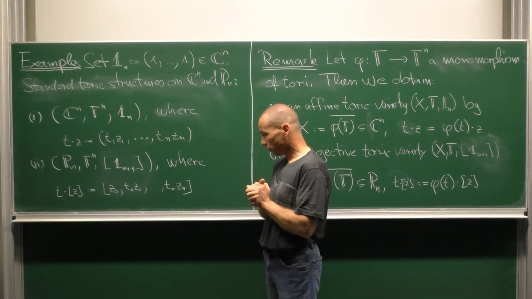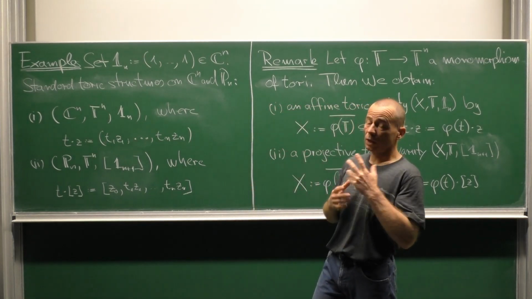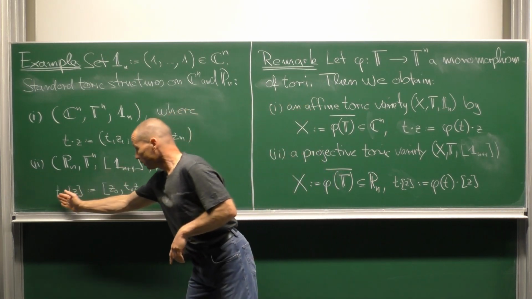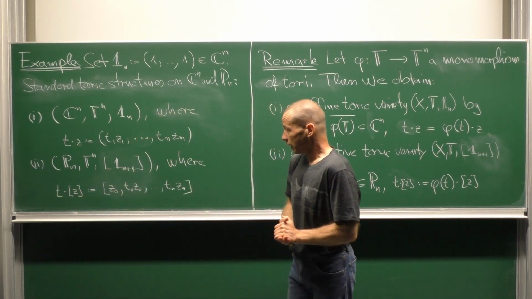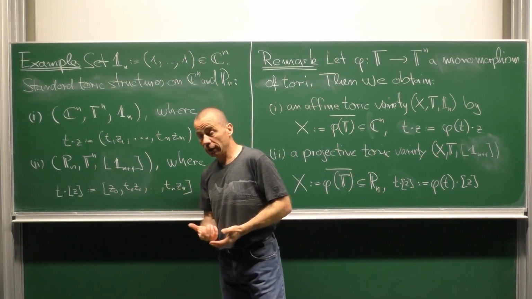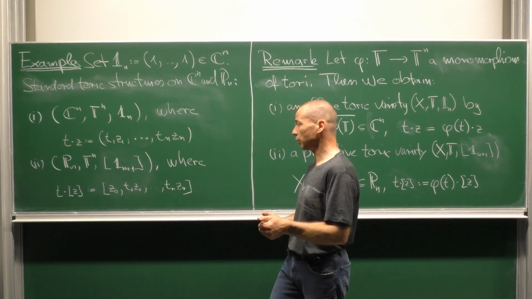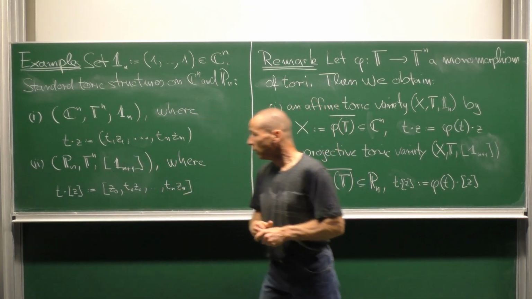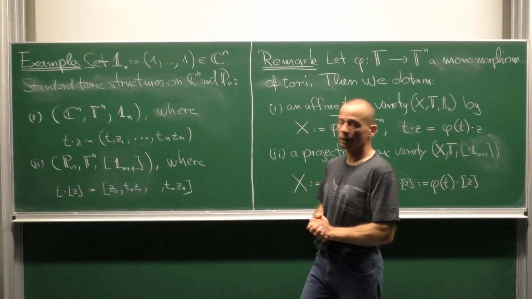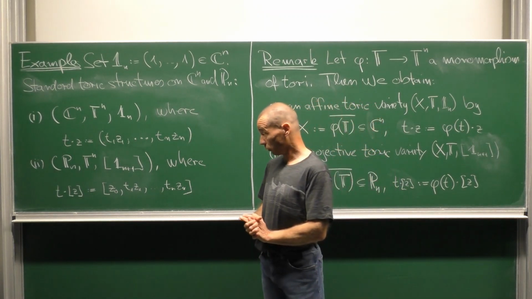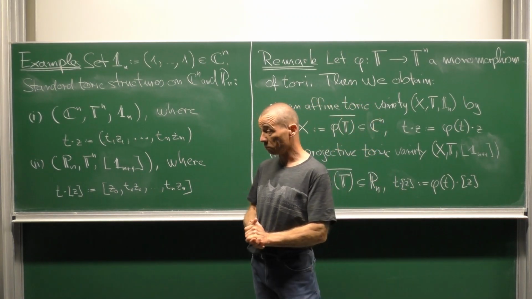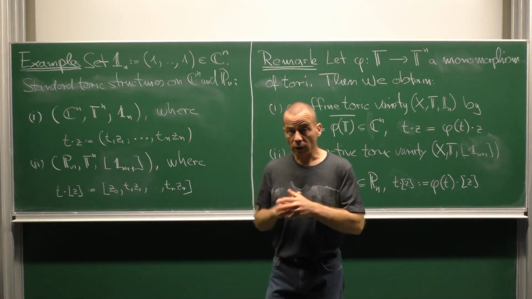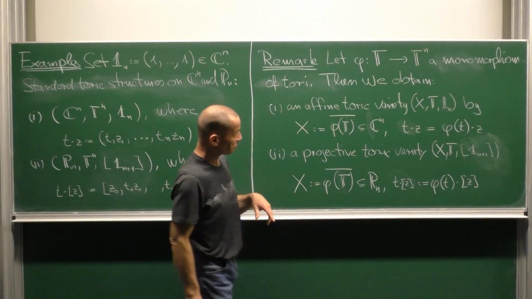Similarly with the projective space Pn, the acting torus is again the standard n-torus and the element T acts on the element Z by doing nothing in the first coordinate Z0, then T1 Z1 up to Tn Zn, and as a base point we take 1_{n+1}. This gives us the standard toric structure on the projective space Pn. We will use now these standard structures to produce a lot of new examples.